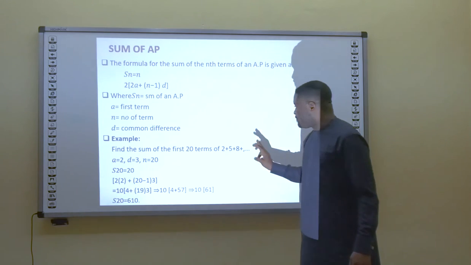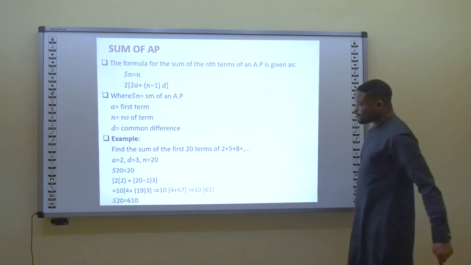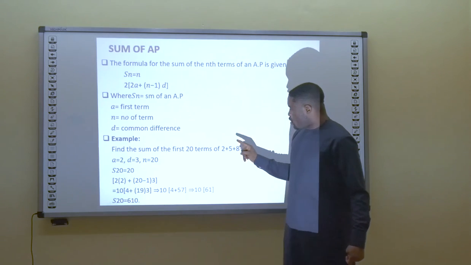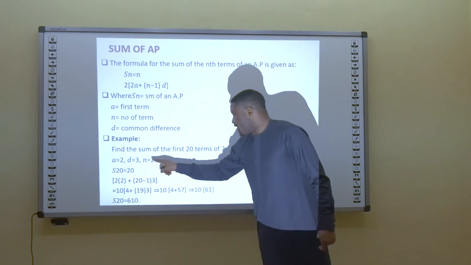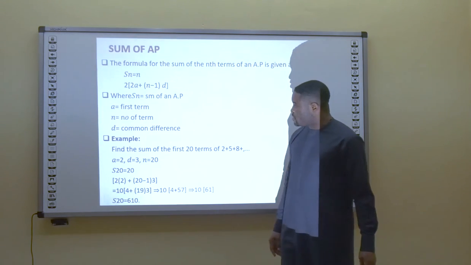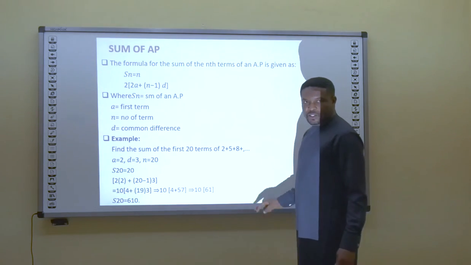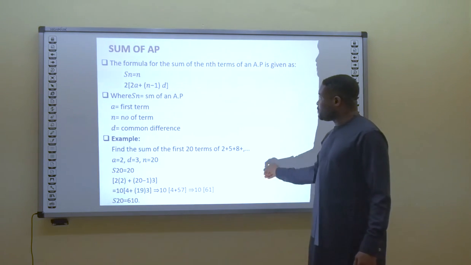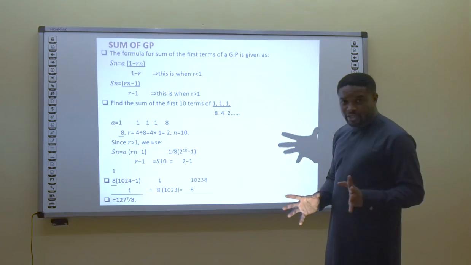So find the sum of the first 20 terms of the sequence 2, 5, 8, and so on. Here, there's a common difference of 3, where a is equal to 2, and the common difference d is 3, and the question is saying 20 terms. So 20 terms means that our n will be equal to 20. If you put that in this formula, you arrive at the sum being 610 in value. So that's how to calculate the sum of an arithmetic progression.